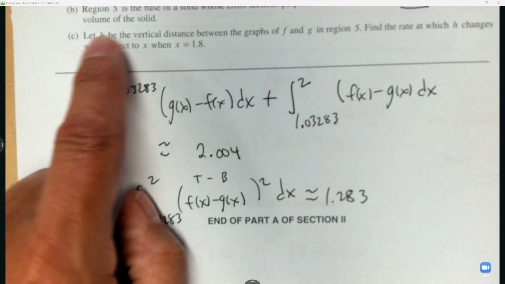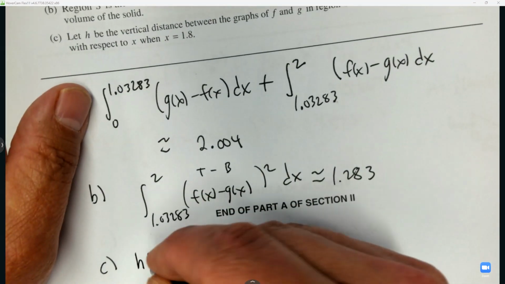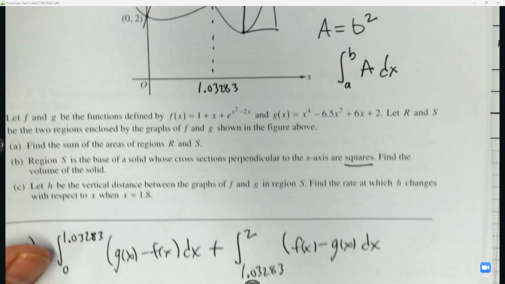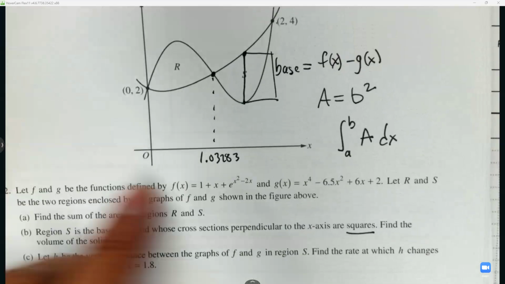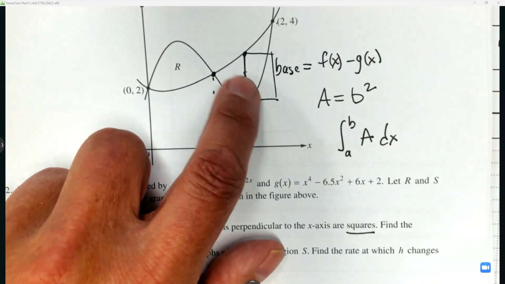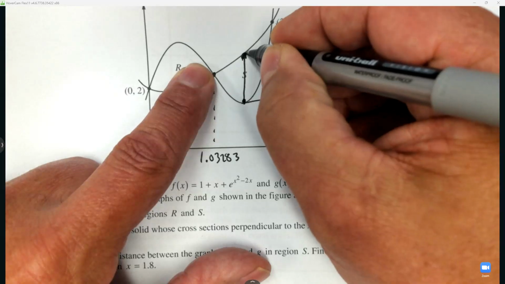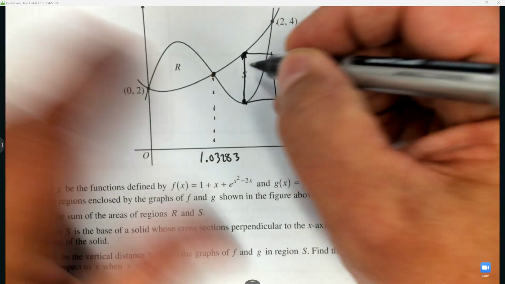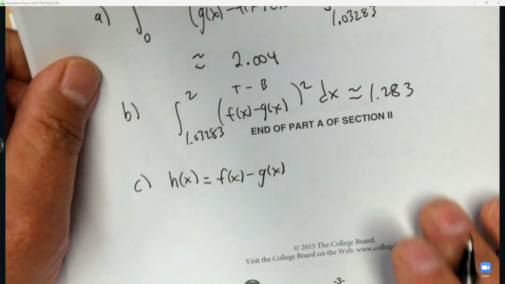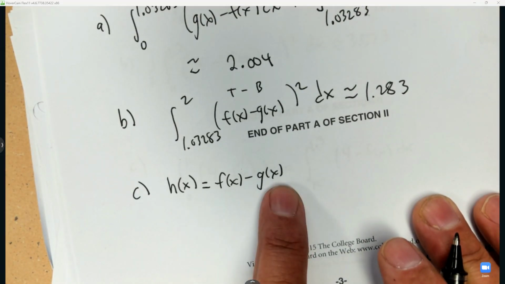Let h be the vertical distance between the graphs of f and g. And it talks about 1.8. So 1.8 is going to be in this region S. So the vertical distance here from the top to the bottom is going to be f at x subtract g at x. That's going to be that vertical distance. So we first create an equation that represents that vertical distance. So that vertical distance or height is the top subtract the bottom.